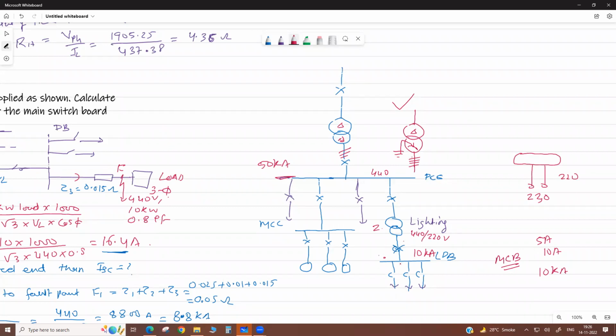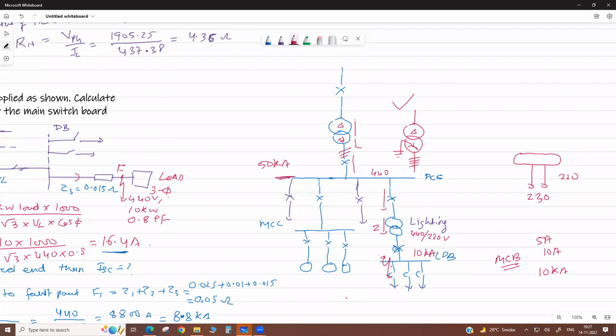Means in the lighting circuit, this transformer. See, if you check the fault level here, then the impedance of this transformer, the impedance of this cable, the impedance of this cable, the impedance of this transformer also. Then the fault level here is reduced. If the lighting circuit fault level is reduced, it means your cost of switchgear is reduced, mainly due to the fault withstand.